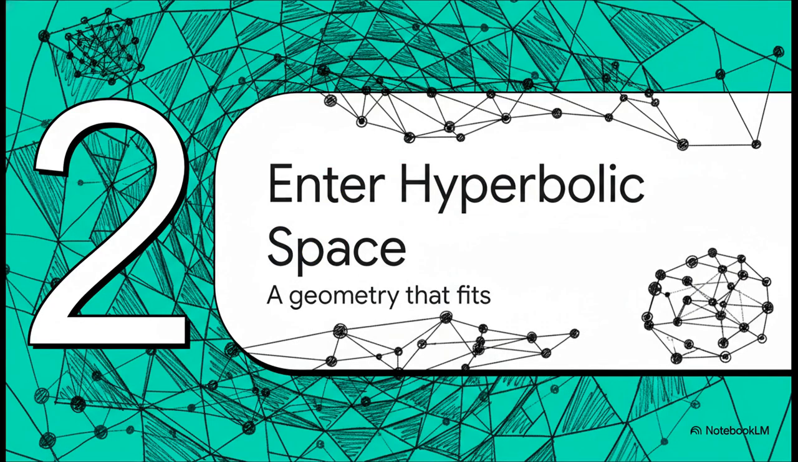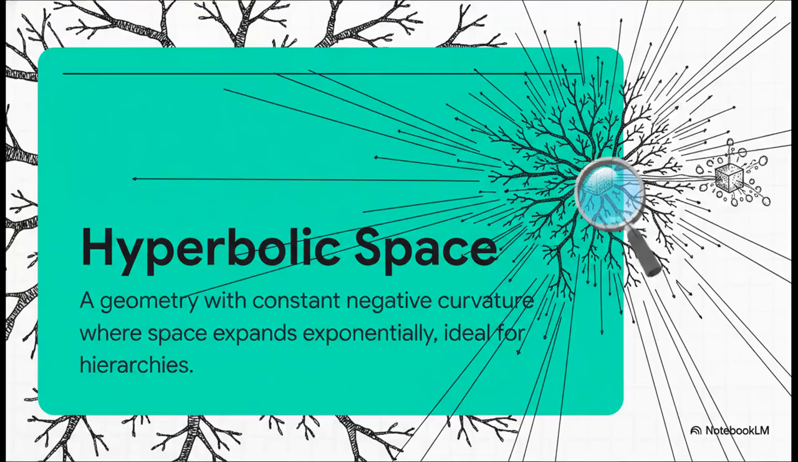Which brings us to the hero of our story today. If flat space is the problem, then a different kind of geometry has to be the solution. So let's dive in and get to know this new playing field: hyperbolic space. So what is hyperbolic space, really? Well, the key idea is something called negative curvature. It's a world where all the geometric rules start to get a little weird. But the most important thing to understand, the real superpower here, is that this structure means space itself expands exponentially.